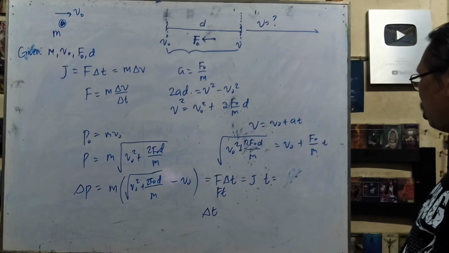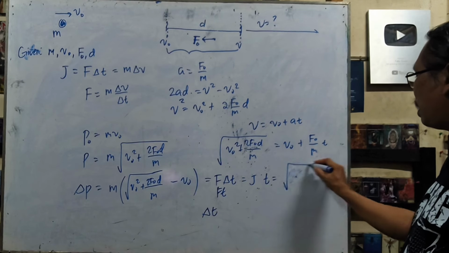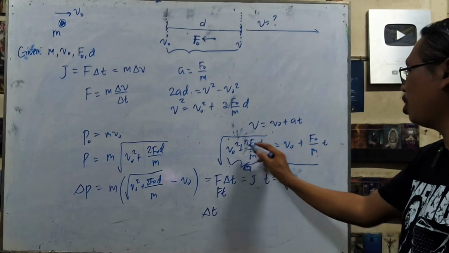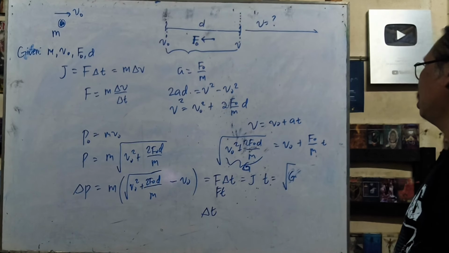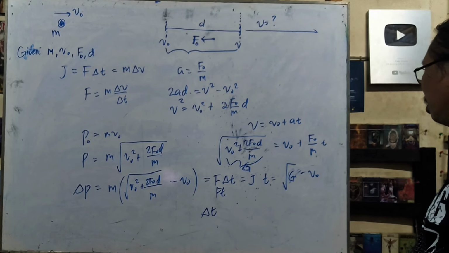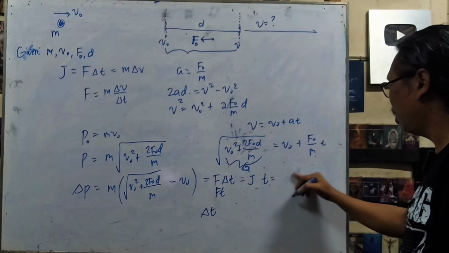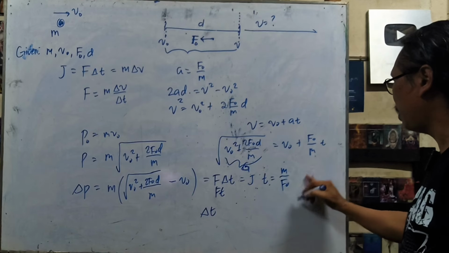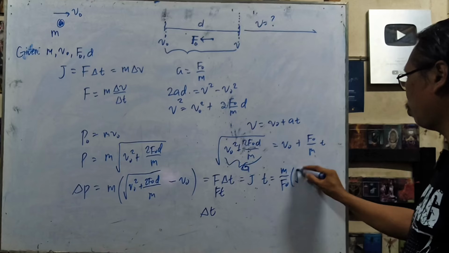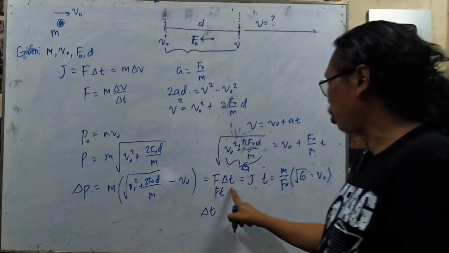So T now is just equal to minus V naught plus that square root. I'll just call this whole thing G, so that is the square root of G minus V naught. Then that's M over F naught times the square root of G minus V naught, according to this formula. But how about according to the other formula? Well, it's the same.